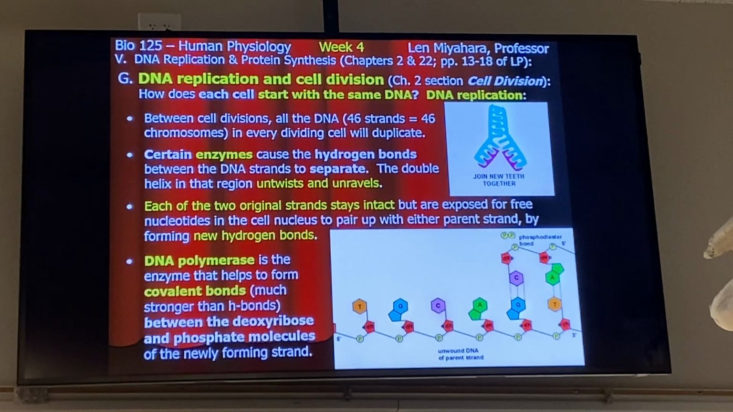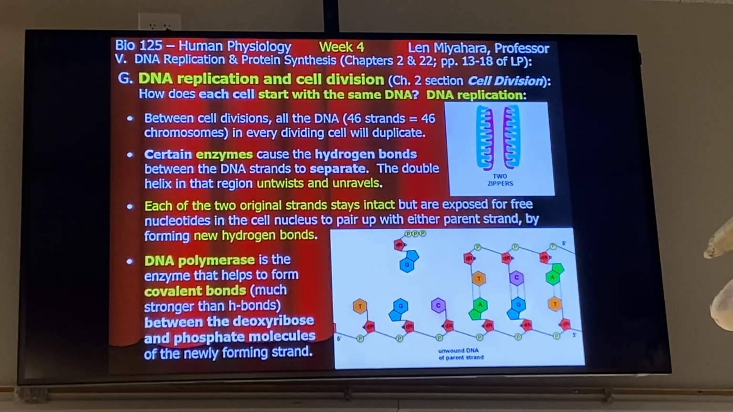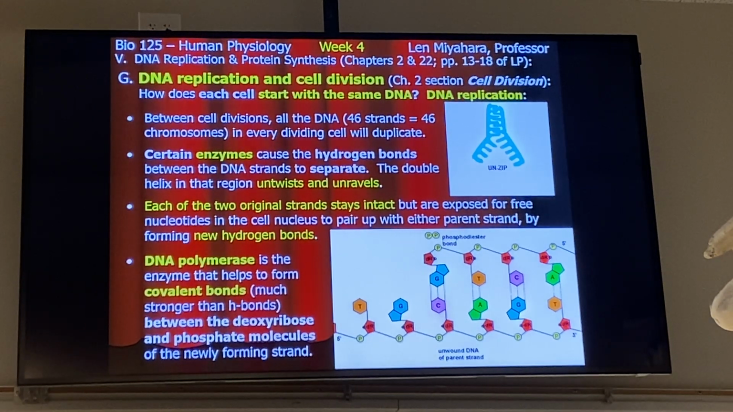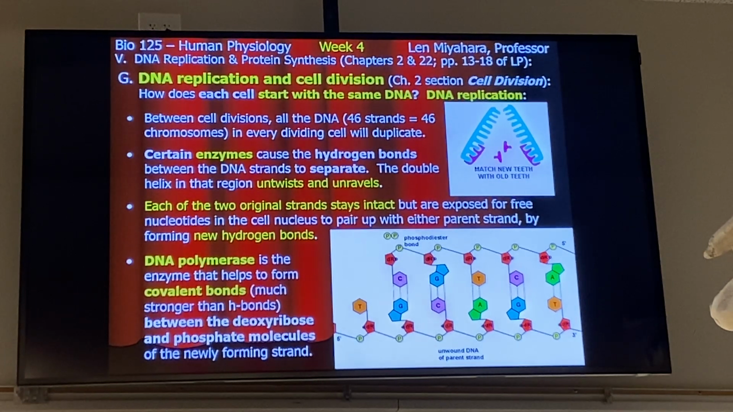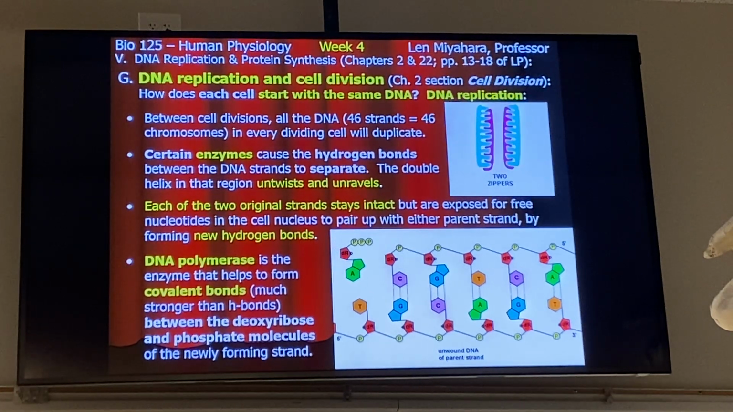Now the enzyme that is driving this is DNA polymerase, and the specificity here is that the sugar's got to be deoxyribose. If you look on page 16, it's RNA polymerase on top. It's still helicase that unzips it, but it's RNA polymerase, and that's going to be specific to get nucleotides with ribose as a sugar. Here it's going to be deoxyribose.